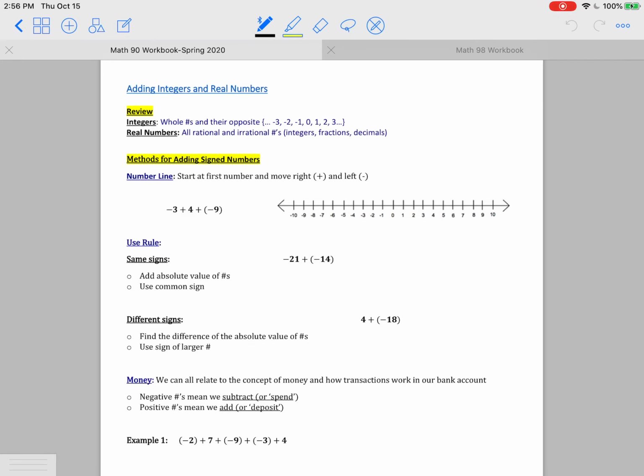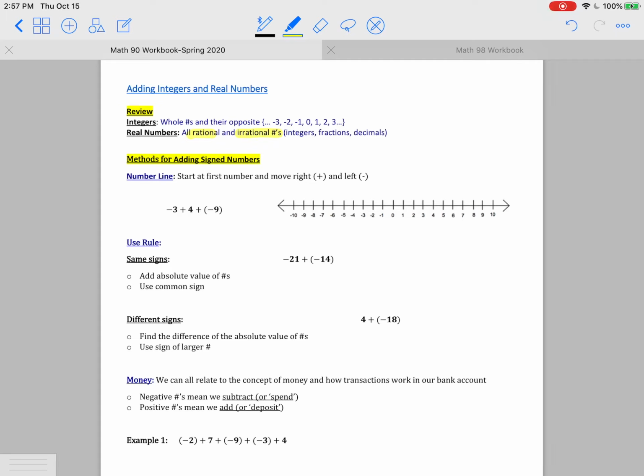Real numbers. When we're talking about real numbers, we're talking about all rational and irrational numbers. Integers, fractions, decimals. Rational numbers are numbers that eventually terminate or that repeat. Irrational numbers don't repeat. They don't have a pattern. They don't terminate. That would be something like pi, right? The number pi. So we're including all of these numbers in this idea of adding them together and how do we deal with especially those negatives that we run into.